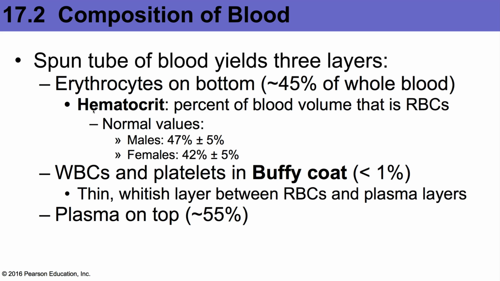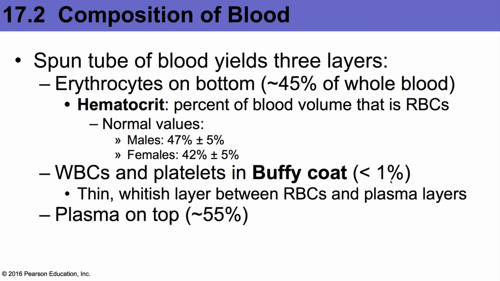The layer that you find all the way on the bottom is where we have all the red blood cells. This makes up about 45% of whole blood. Then when we look all the way on top, we find a layer that's a straw color to a yellow color. This is blood plasma, and this makes up about 55%. Now, in between the bottom and top layer, in other words, in between the red blood cells and the plasma, in the middle we have what's called a buffy coat.